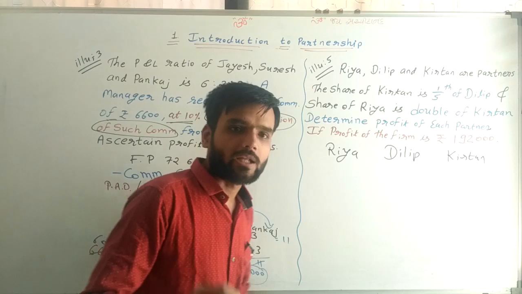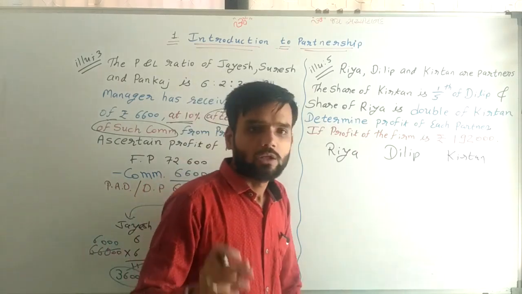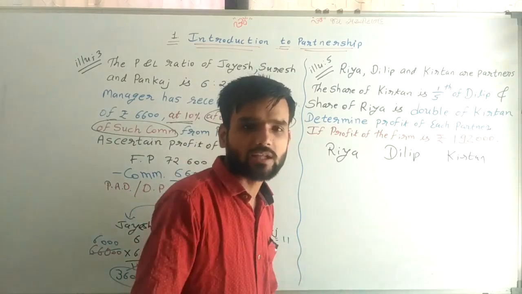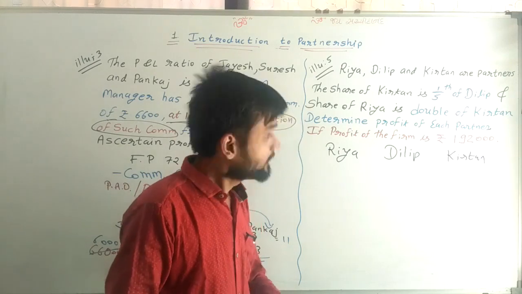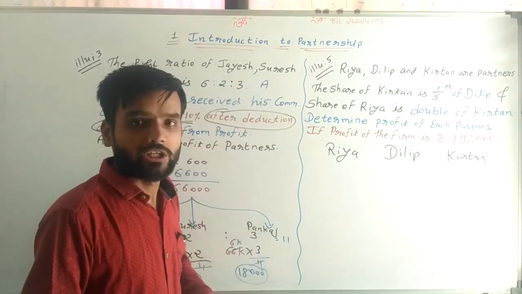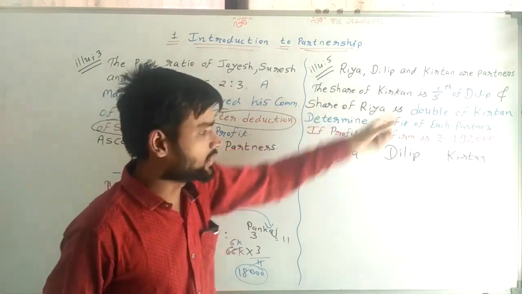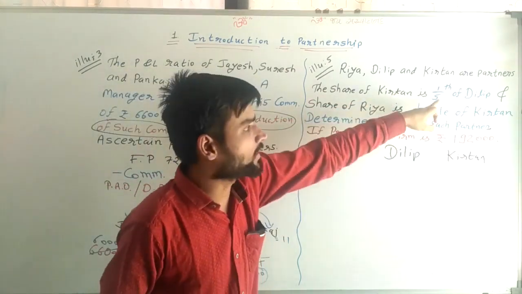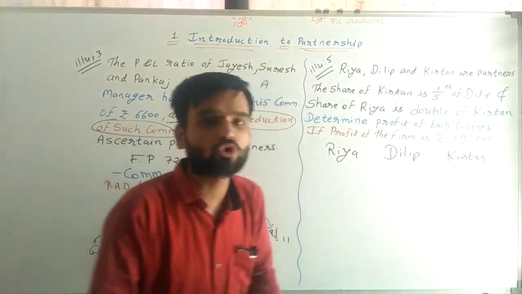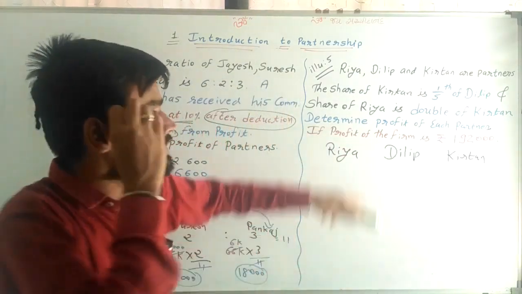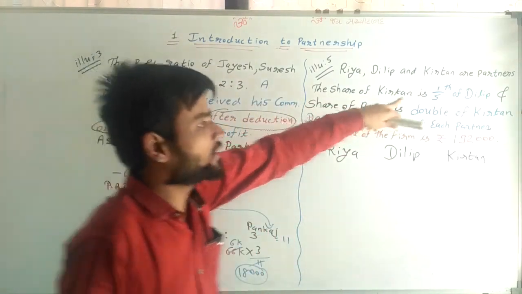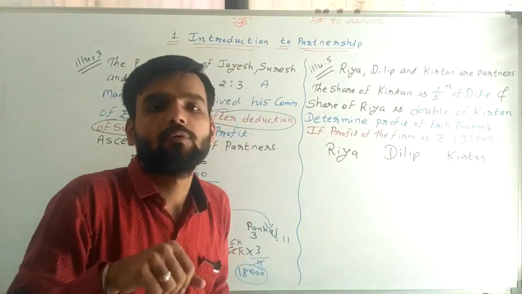First Riya, second Dilip, and third Kirtan. Three partners are there. Now, the information given is the share of Kirtan. The share of Kirtan is 1/5 of Dilip. The most important thing is what? Share of Kirtan is 1/5 of Dilip.